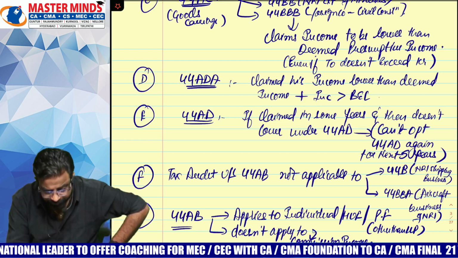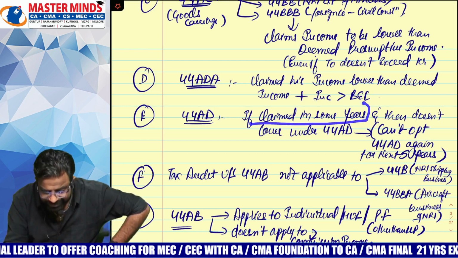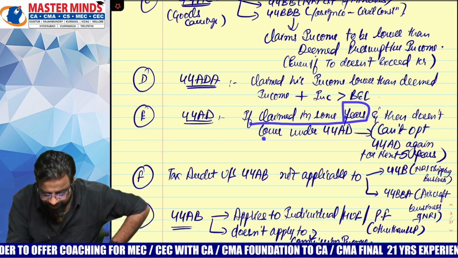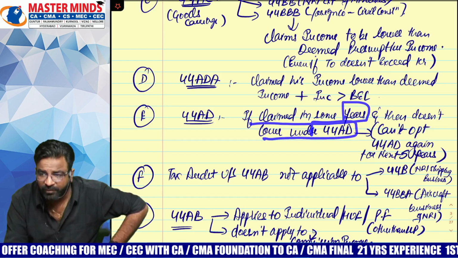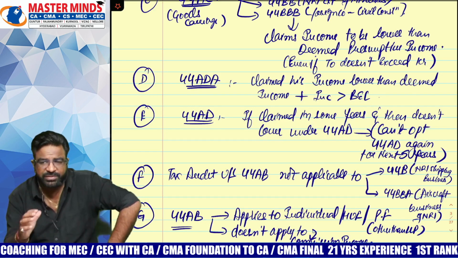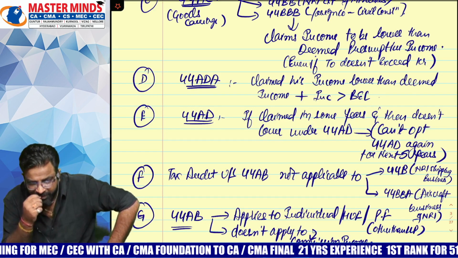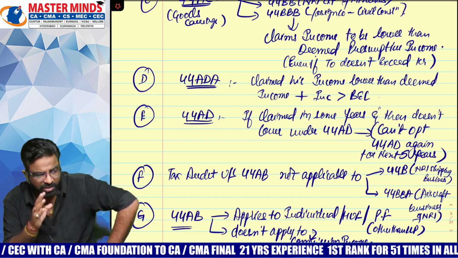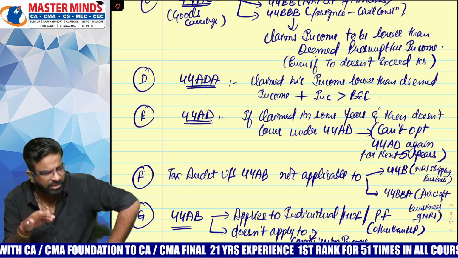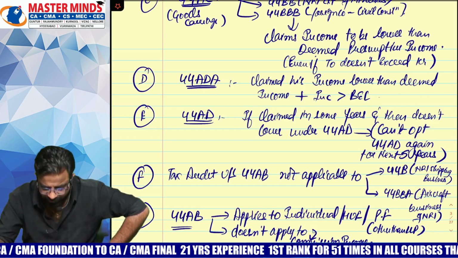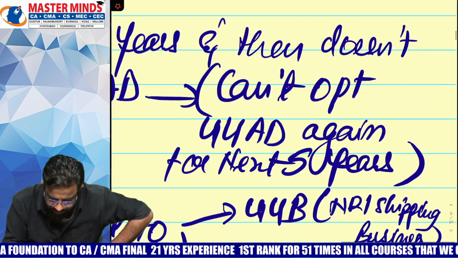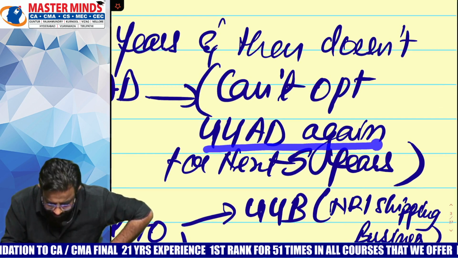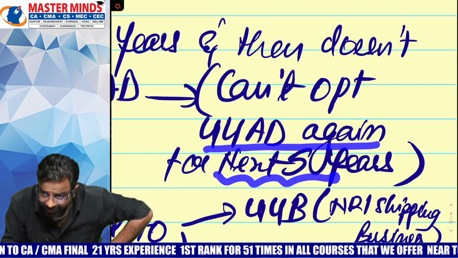Next one, 44AD. अच्छा, ये 44AD में क्या होता है, ये ध्यान से लाइन पढ़ना. If claimed in some years and then you did not get covered under 44AD. Say for example, first you were giving the presumptive income. Suddenly you thought, let me prepare the books of accounts. So 3-4 years तक तुमने did not opt for the presumptive income. What is the answer? Can't opt for 44AD again for the next 5 years.